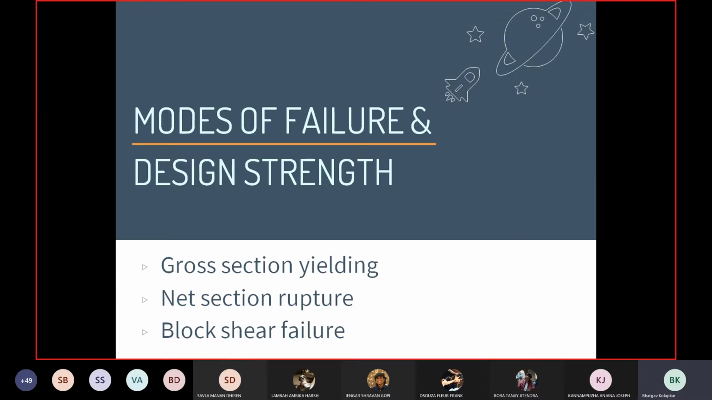So now we have three forces, T1, T2, and T3. Now, can you guess which of these would be our design stress, design force? Meaning that which of these is the minimum force that the member can take? Is it the maximum of T1, T2, T3, or is it the minimum of T1, T2, T3?